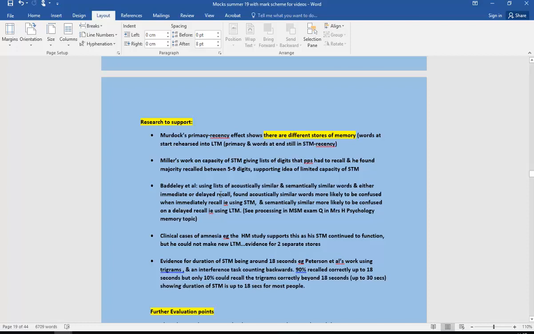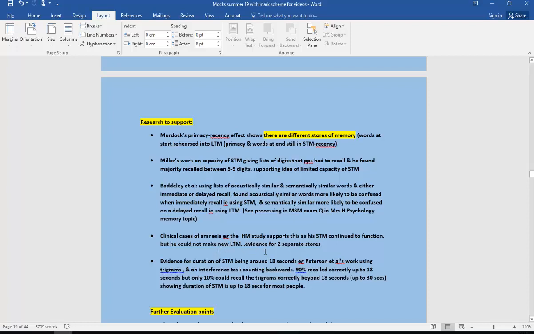Baddeley's work used lists of acoustically similar and semantically similar words, with either immediate or delayed recall. He found that acoustically similar words were more likely to be confused on immediate recall, in other words using short-term memory, and semantically similar words were more likely to be confused on delayed recall, in other words using long-term memory. You can also refer to one of my other videos on this as well, but this shows that processing is mostly acoustic for short-term and mostly semantic for long-term.